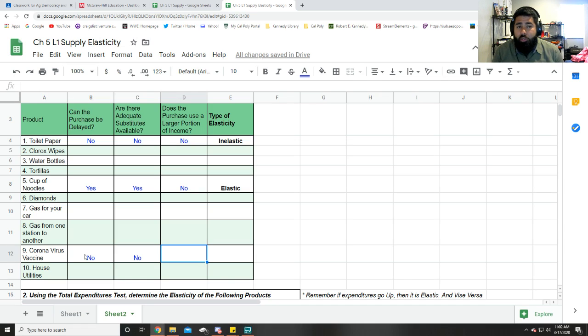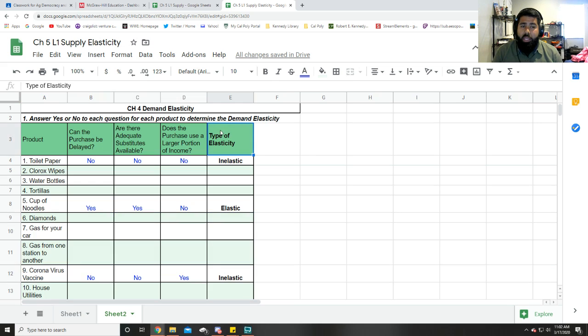Does the purchase use a large portion of your income? It might. Who knows? Generally, they make these things pretty available and cheap, so we don't know yet. Generally, hopefully, it does not. But even if the answer was yes or no, the answer still is 2 no's over 1 yes, so that would make this an inelastic product. So you are to fill out the rest of those things to identify whether it is an elastic or inelastic demand product.